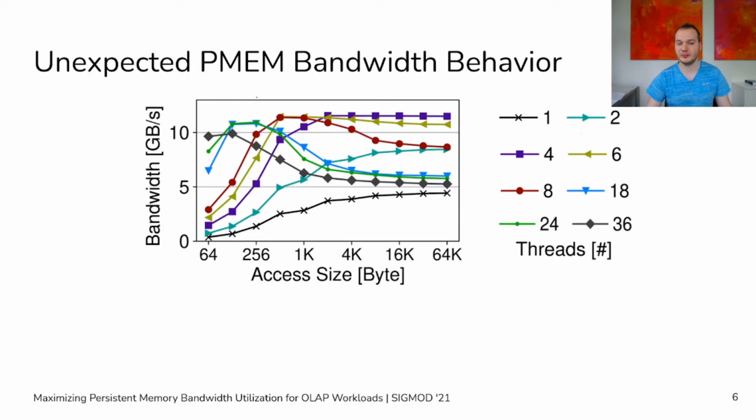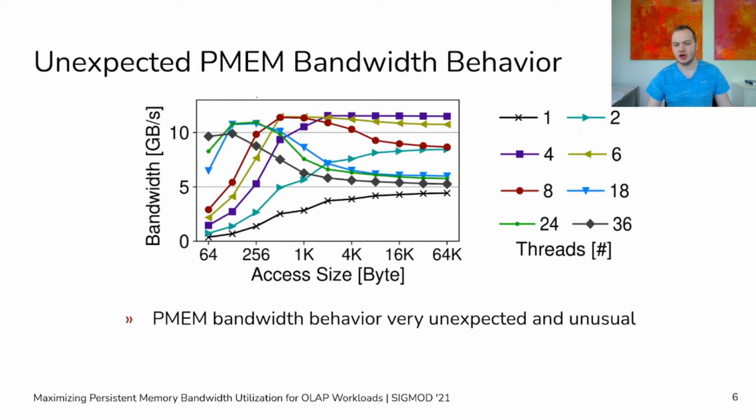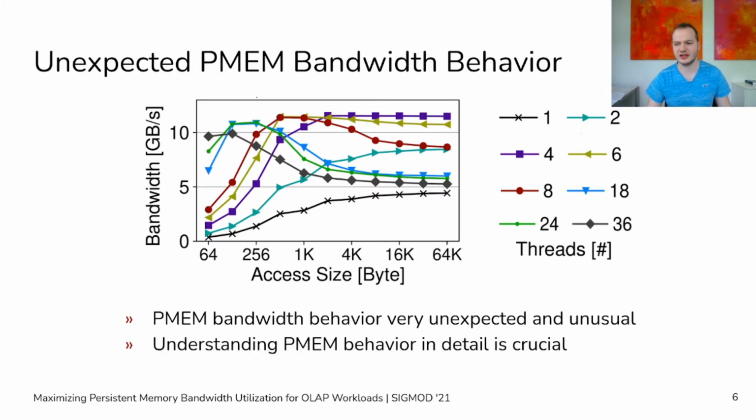When you now depict the sequential write bandwidth of PMem in dependence of access size and thread count on the X and Y axis, you would normally expect an increase in bandwidth with growing access size and thread counts. But as we can see from this graph, PMem behaves very unexpectedly and with non-typical patterns, e.g. already peaking at 4 and 6 threads. In order to optimize the bandwidth utilization, therefore, one first must understand the PMem behavior in detail.